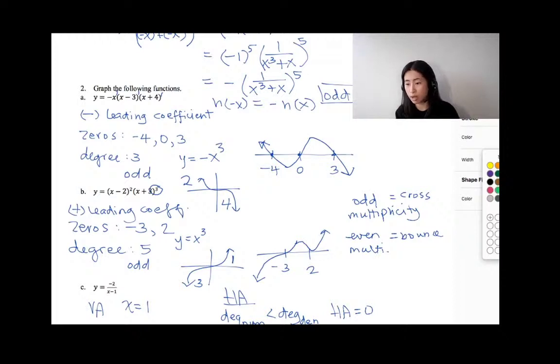Let's have a red pen. Okay, so the domain for this thing, this is for part A, we have all real numbers. And then for our range, it's also all reals. Or you can just say negative infinity, comma, positive infinity. It's the same thing.